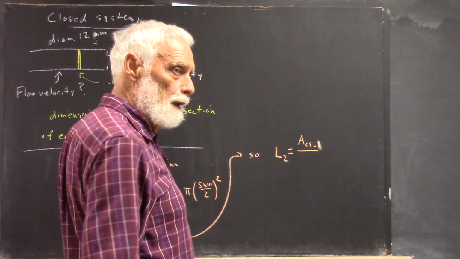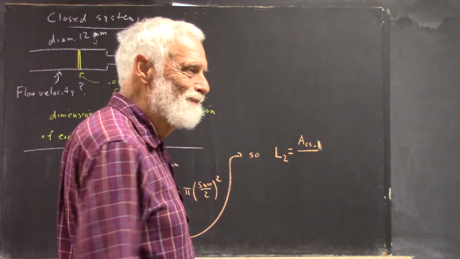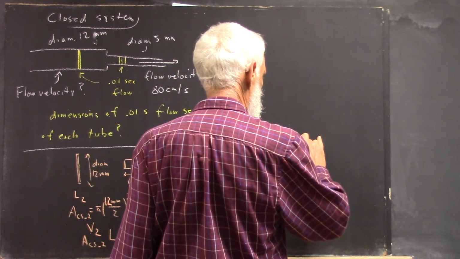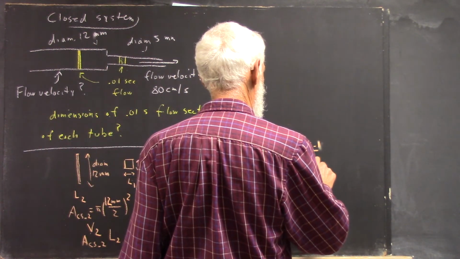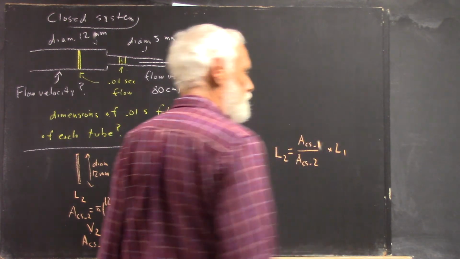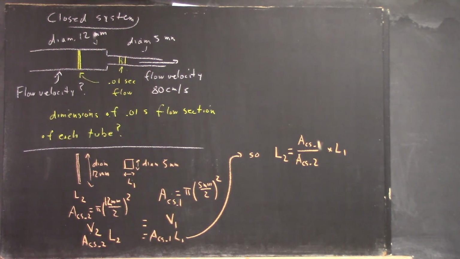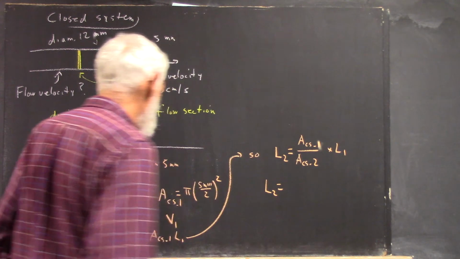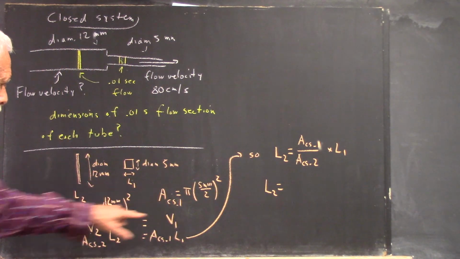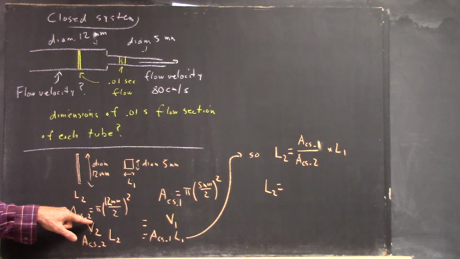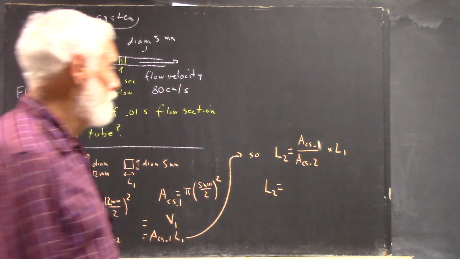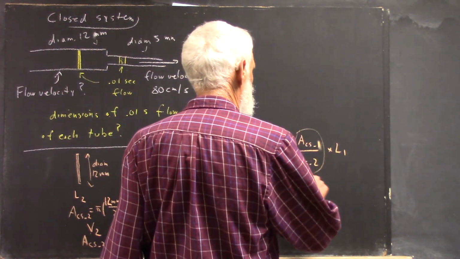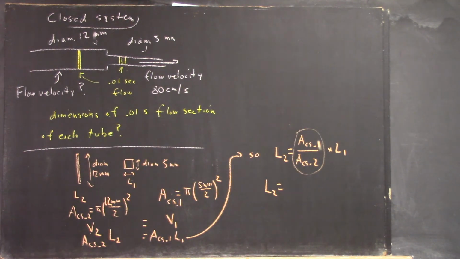You'd think that I'd make errors with chalk that's easier to erase without smudging, but I'm not that alert today. Right? Okay. Well, that means that L2, what do you get if you divide this by this? In other words, what is this ratio? Write it out.